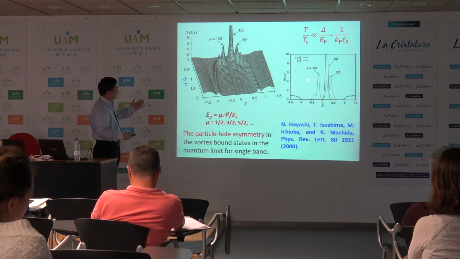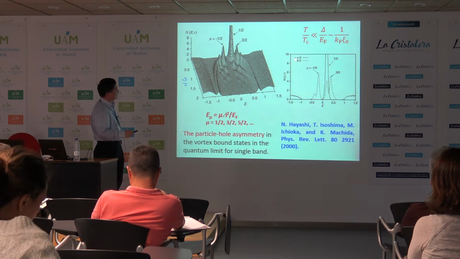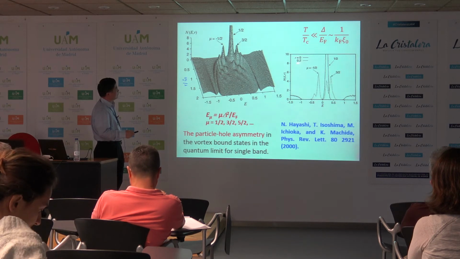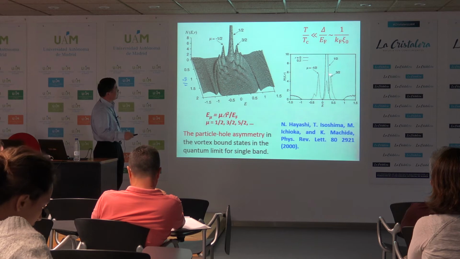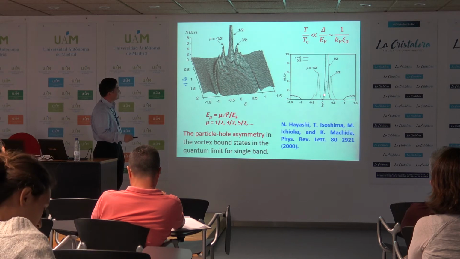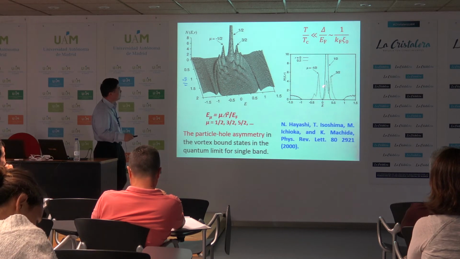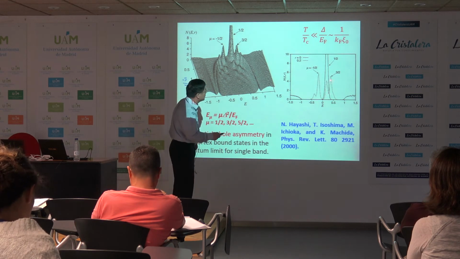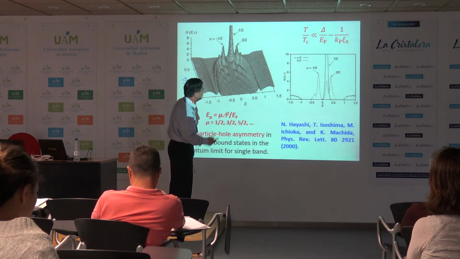This is just a cut for the center and slightly away from the center, so you can see that the first peak should be very strong. The second peak, where is the second peak? This is the second peak.